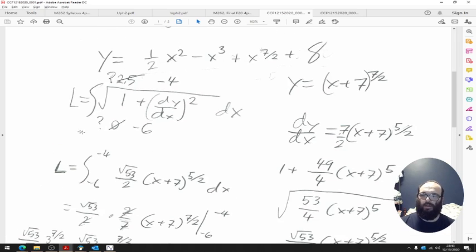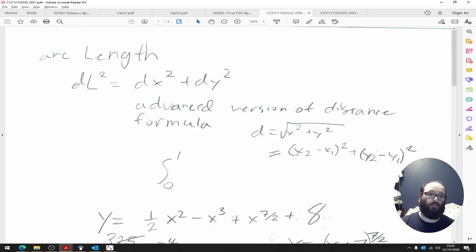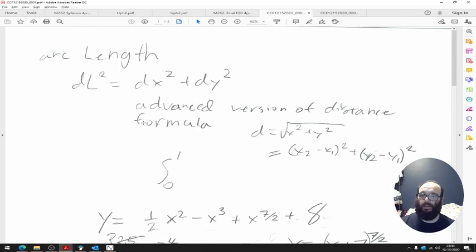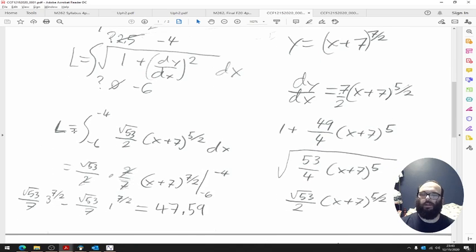And as you saw over here, in order to get rid of the dL, we integrate. It's not so much to get rid of it, it's because we want to use it. It's going to help us take our little tiny slices of the length of the arc and glue them all together into one long measurement. So we just integrate. Our L is equal to the integral from -6 to -4 of the square root of 53/2, (x + 7)^(5/2).